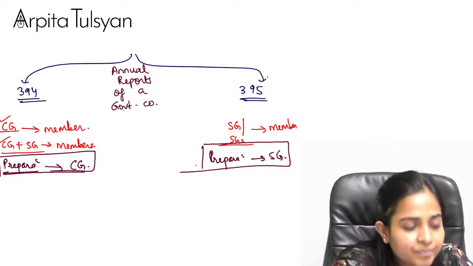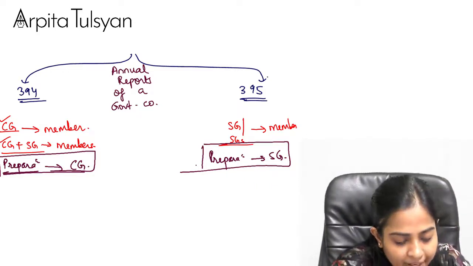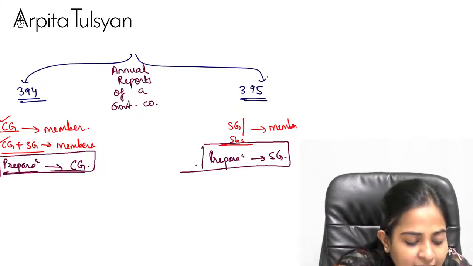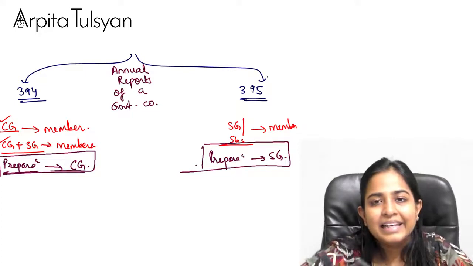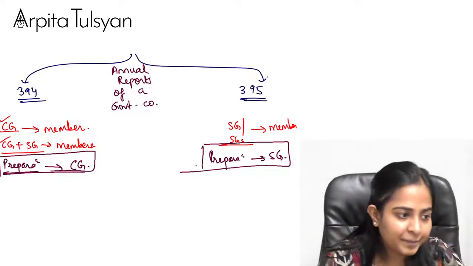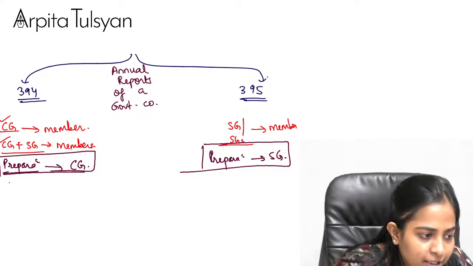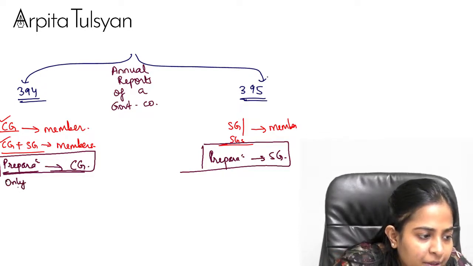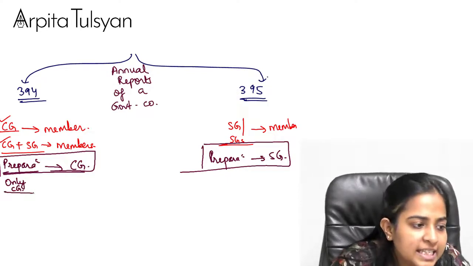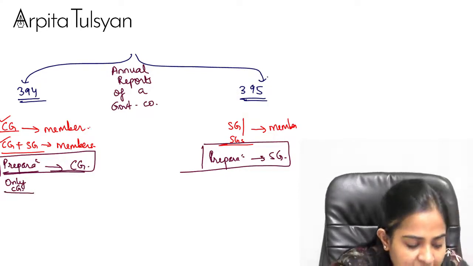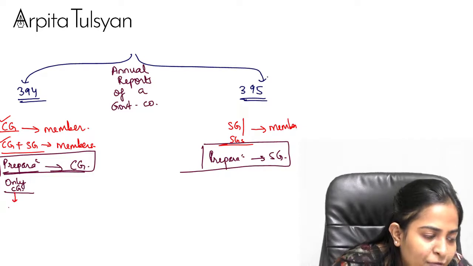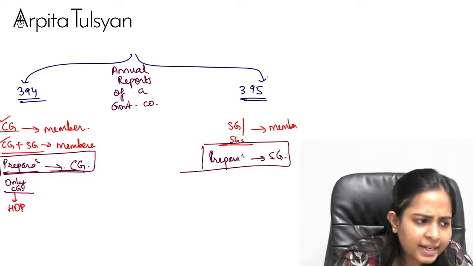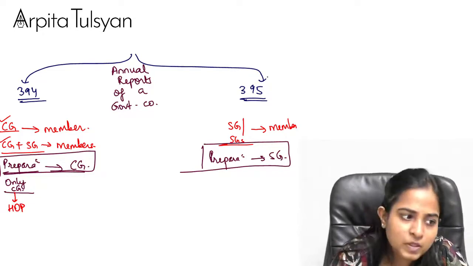Very clear with this? Once this annual report is prepared, after that, it will be laid down, it will be presented. In this particular case, suppose only the CG is a member, then in such case, it will be laid down before both the houses of parliament. CG will prepare it and CG will lay it down before both the houses of parliament.